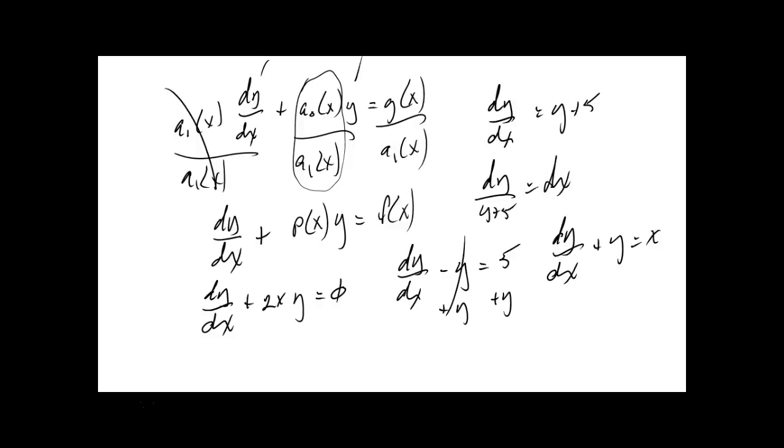So, let's go back to the original. So let me erase all this. And here's our original. Our second original, okay? When we write it in this form, dy/dx is equal to some p of x, y.